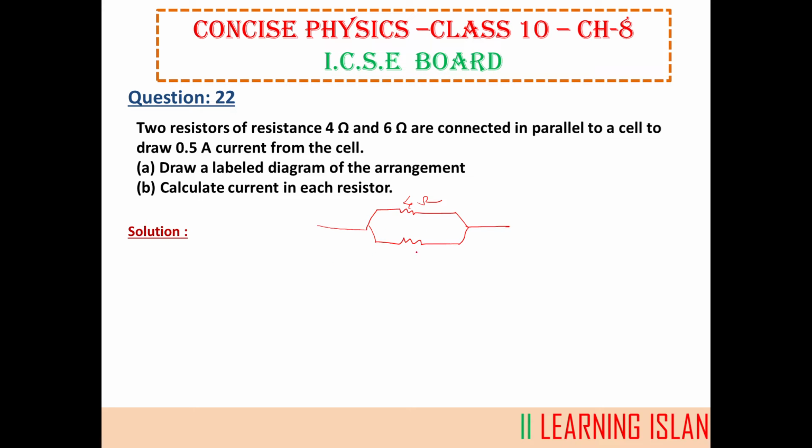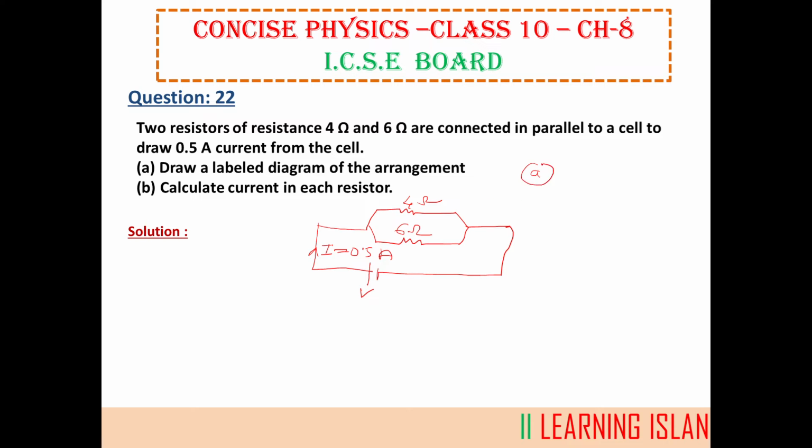We have drawn the circuit, 6 ohm and 4 ohm connected in parallel to a cell, drawing a current of 0.5 ampere. Let the voltage in the cell be V and the current drawn is I equal to 0.5 ampere, which is given. So as per the given data we have drawn the circuit.